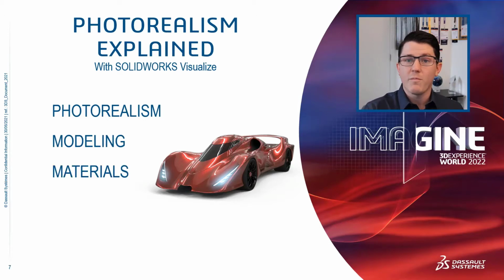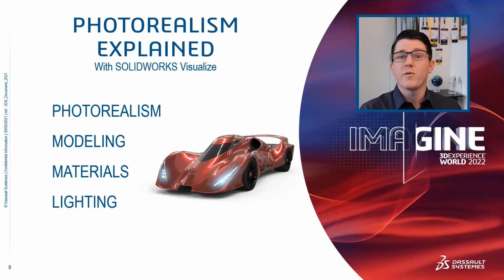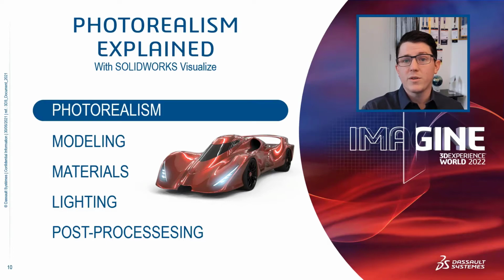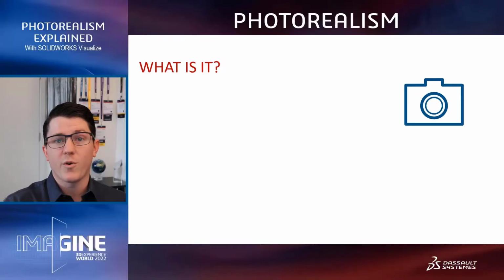It's going to start with modeling. Then we're going to move into materials. We'll then move into lighting and post-processing effects that can be added to the camera. With all of these tools, we're going to be able to achieve an end result that looks great and that Jason should be happy with. So let's go into, first of all, a discussion about photorealism.